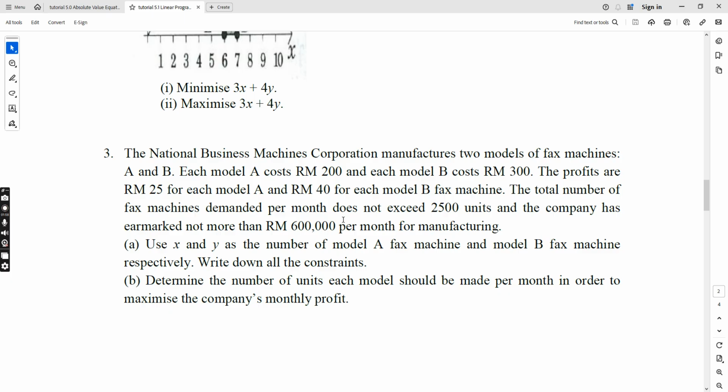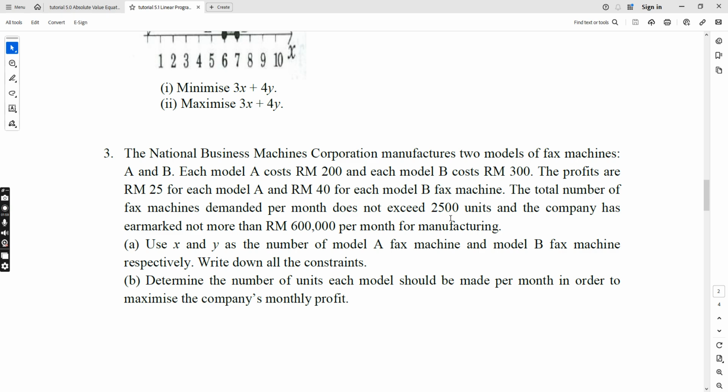So use X as the number of model A, use Y for model B, and write down all of the constraints. When they ask us to write down all of the constraints, it means we need to write the linear inequalities that we get from the information here. We need to extract it.